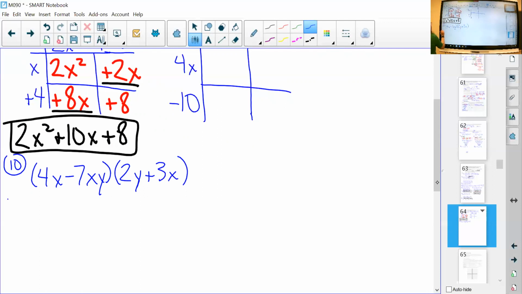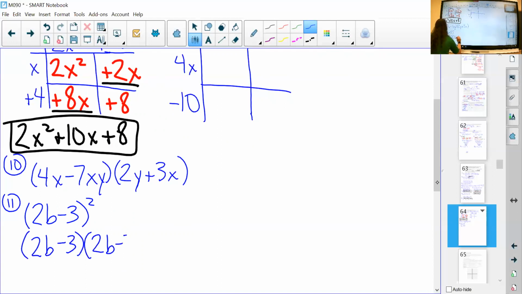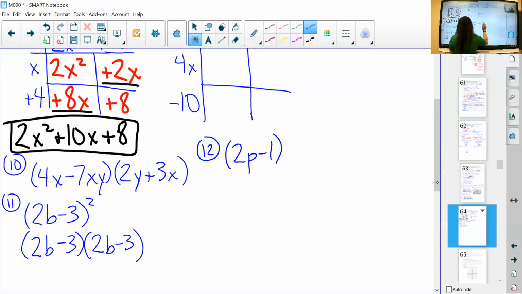Let's look at 11. 11 is 2b minus 3 squared. Well, you may remember that we talked about how this is not just squaring this part and squaring this part. But what is it? Well, squaring something is multiplying it by itself. So let's rewrite this like so. Now we can put it in a chart just like we've done above. I'll let you finish that one off. And we'll talk about number 12.